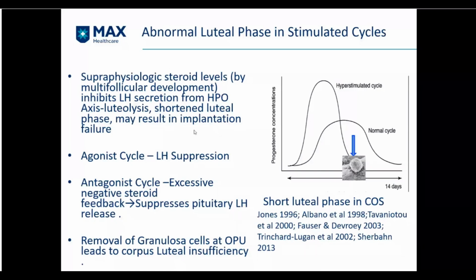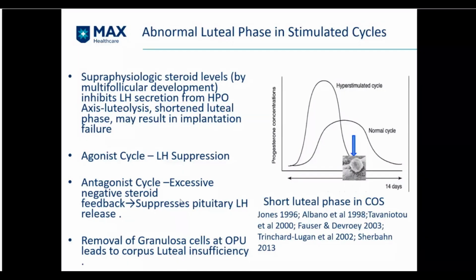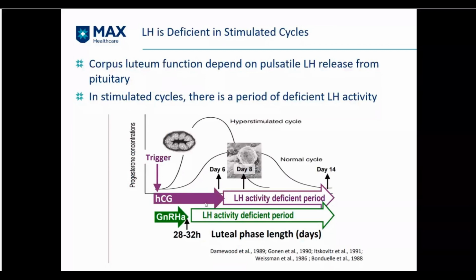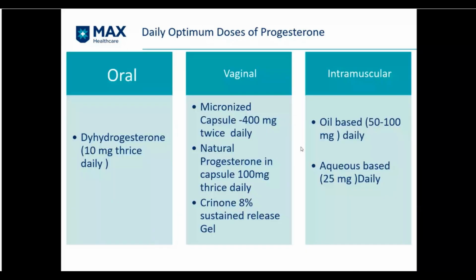Like in agonist cycles, there is an LH suppression, and in antagonist cycles, there is an excessive negative feedback mechanism which suppresses the pituitary LH release. And moreover, when we are doing the ovum pickup, we are removing the granulosa cells, which again leads to corpus luteum deficiency and poor secretion of progesterone. Again, this depicts the same as what I covered in my last slide, that corpus luteum function depends upon the pulsatile LH release from the pituitary, and in stimulated cycles there is a period of deficient LH activity.